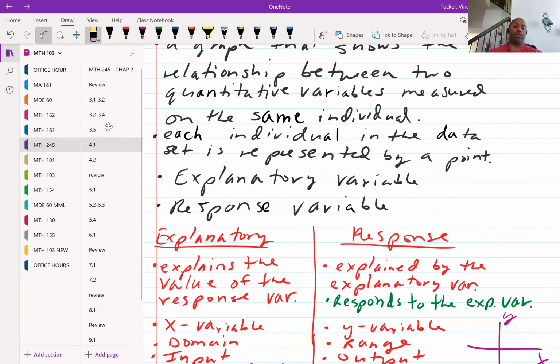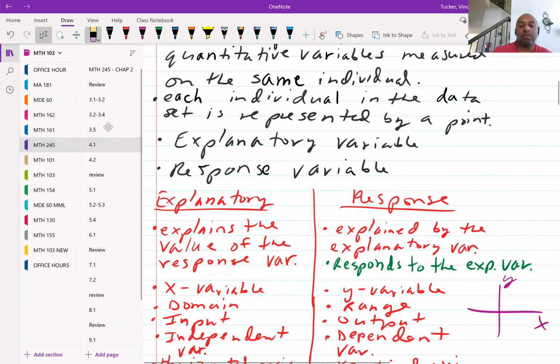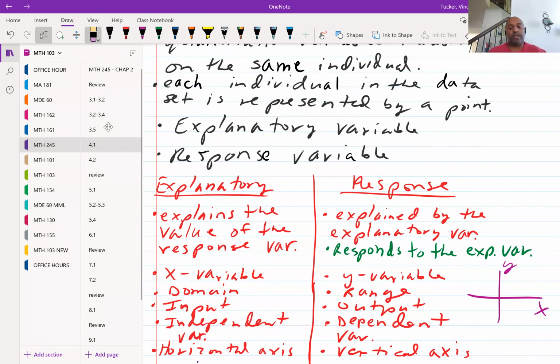Now if you go back to your Cartesian coordinate plane from algebra, your explanatory variable is going to be your horizontal axis, in other words your x variable. Your response variable will be your y-axis, your vertical axis, or your y variable. And so that's your domain versus your range, input versus output. So the explanatory variable is the value we're going to plug into the equation. The response variable will be the one that we get out.